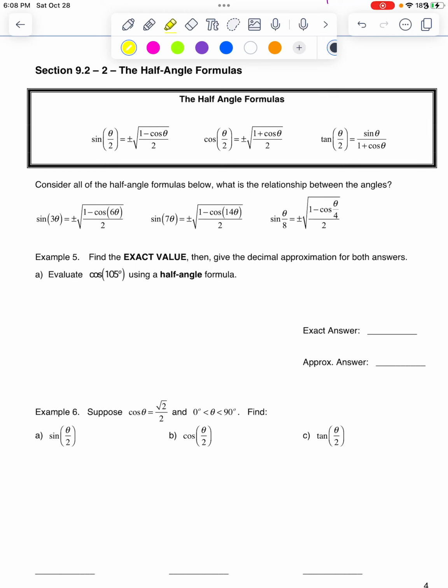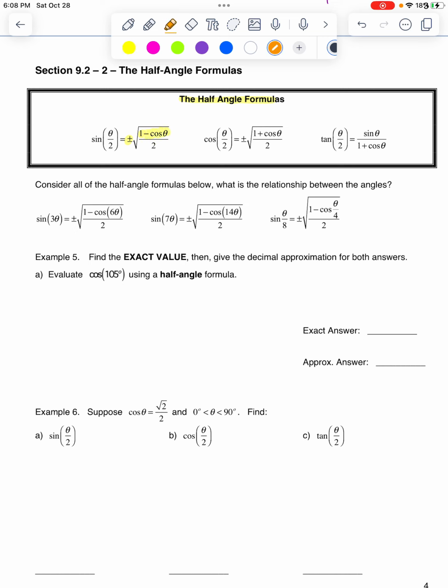All right, we are on section 9.2-2 and we are dealing with our half angle formulas. So here are three half angle formulas. We have sine, cosine, and tangent. Sine and cosine are very, very similar to each other. The only thing that changes is that for sine we have a plus or minus square root of 1 minus cosine of theta all over 2.